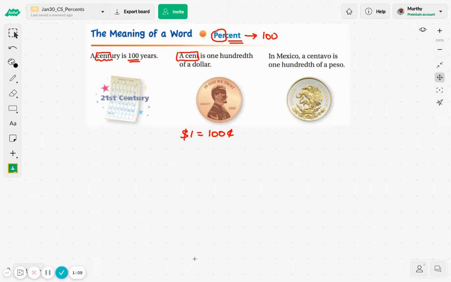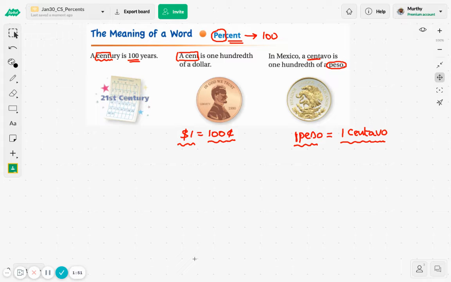In Mexico, a centavo, again you see that here CENT is 1/100 of a peso. Just like in the United States we use dollars, in the same way in Mexico the currency is peso. Probably you might be knowing this one. That is equal to one centavo. What does it mean? Because in the US $1 equals 100 cents. In the same way, in Mexico 1 peso equals 100 centavos.